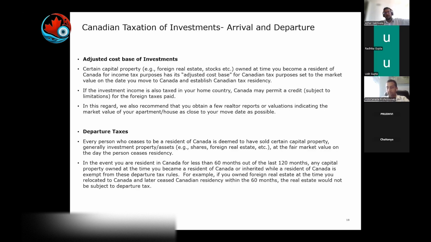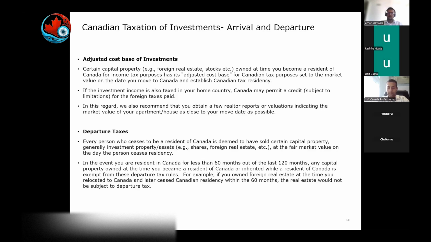So it's very important to keep a record of the fair market value of your assets as on the date of your arrival. For shares and securities traded on listed exchanges, it is very easy to get that information because historical data is easily available. For properties or land, there's always a very tricky situation of how you decide the fair market value as on your date of arrival.